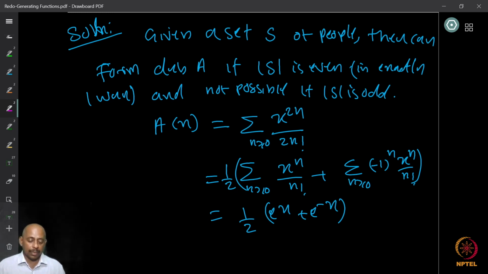And if you look at this, you will see that this is precisely the generating function for e of x, and similarly the series for e raised to minus x. So therefore, it is half into e raised to x plus e raised to minus x. That is the generating function for A of x. So we get it immediately from this form, x raised to 2n by 2n factorial.